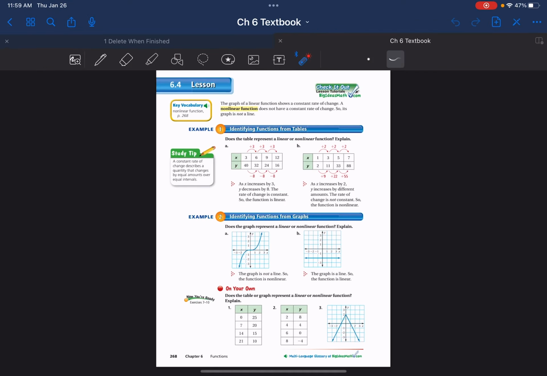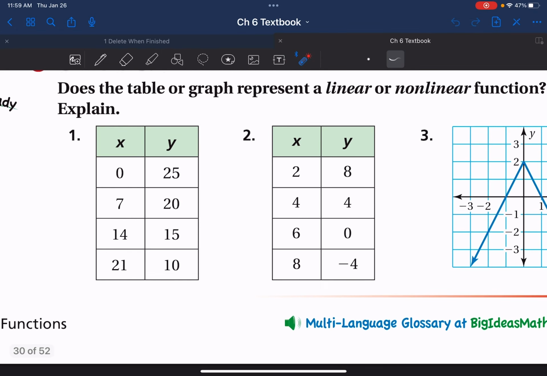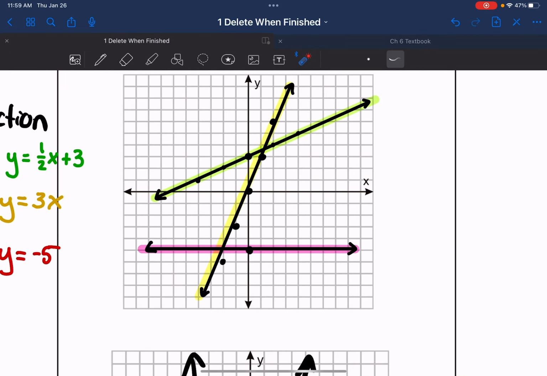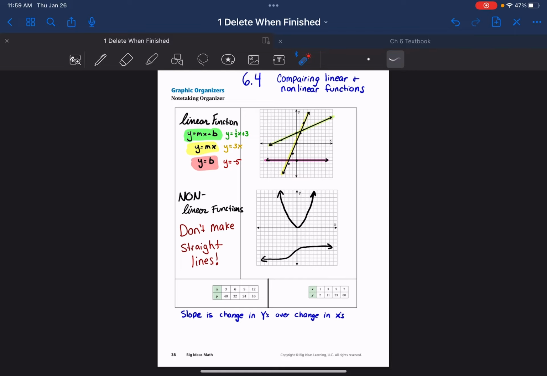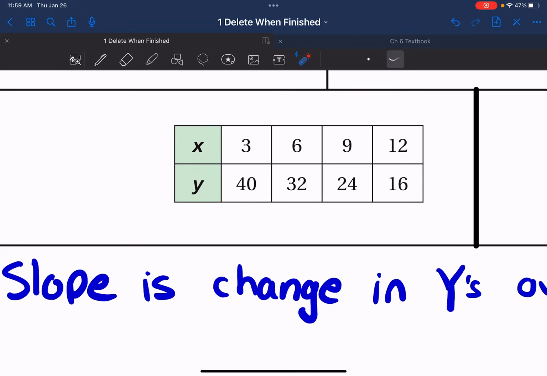Okay, but now here's the second part of this. Could you look at a table and tell me if it is a linear function? So let's go do some of that in our notes. I have 2 examples down here. If this was a linear function out of these tables, that means I could write a y equals mx plus b equation, right? But what I need you to understand is the slope from each of these ordered pairs would be the same.